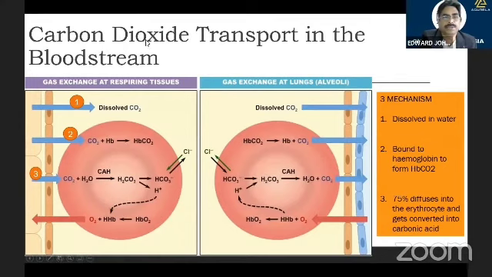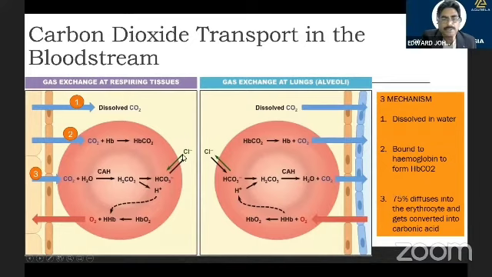So this is the transport of the carbon dioxide. At the tissue level, carbon dioxide is transported in three forms. One is dissolved form in the plasma. Another is combined with hemoglobin as carbaminohemoglobin. And the third one is the bicarbonate form. That is, carbon dioxide combines with water to form carbonic acid. That dissociates into bicarbonate and hydrogen ion.